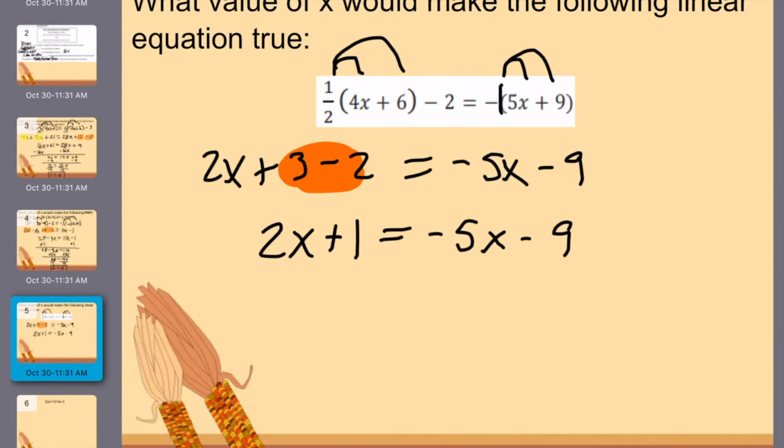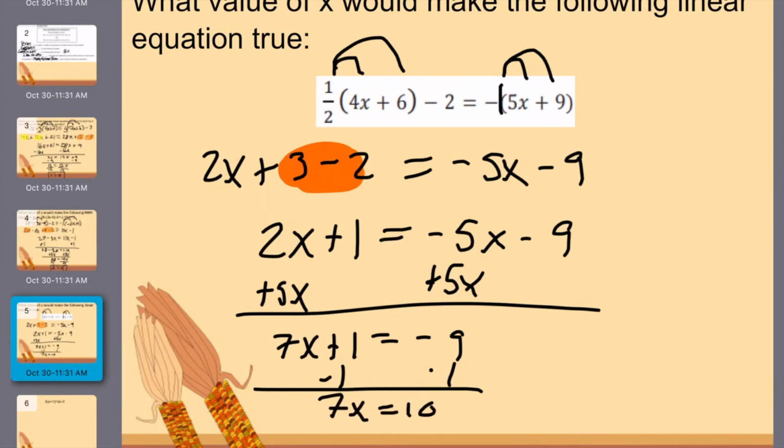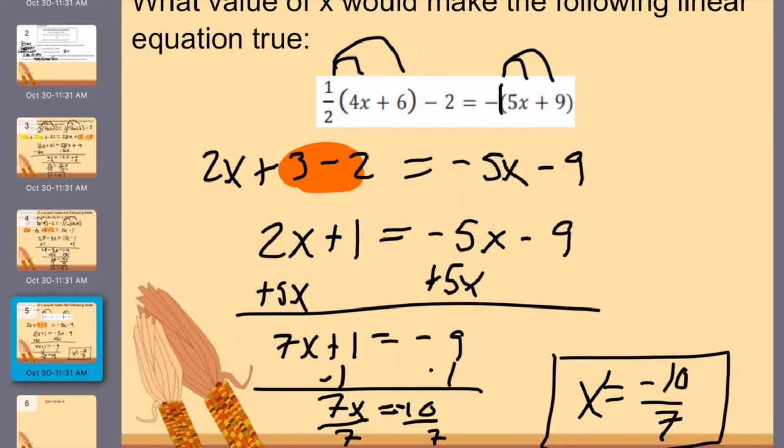Now I'm going to try to get all of my variables and my constants to be on different sides. So I'm going to add 5x on both sides. So I have 7x plus 1 equals negative 9. I'm going to subtract 1 on both sides, and I get 7x equals negative 10. And I'm going to divide by 7 on both sides. And I find that x equals negative 10 sevenths. And I'm going to leave my answer like that. It's okay that I get a fraction as an answer.